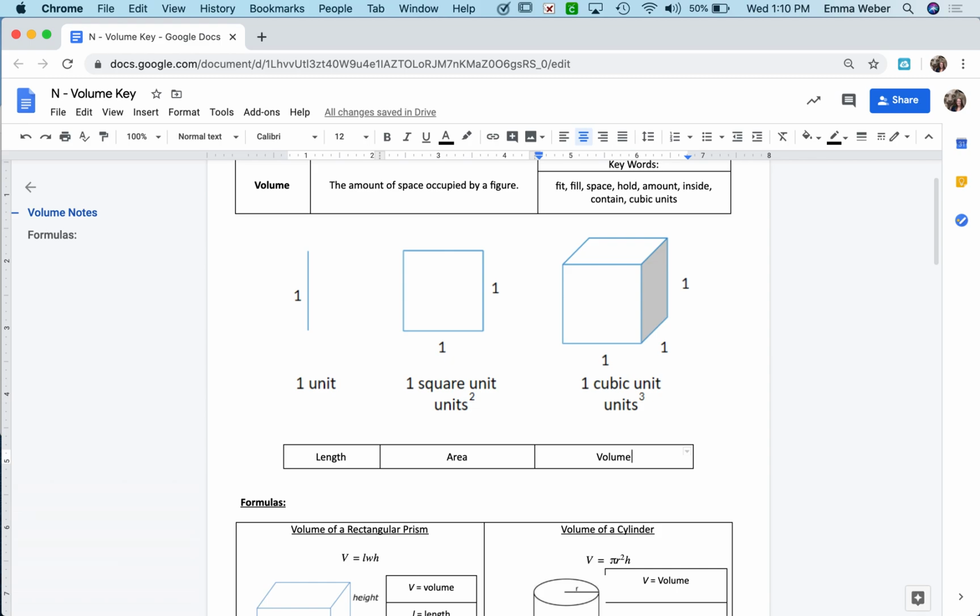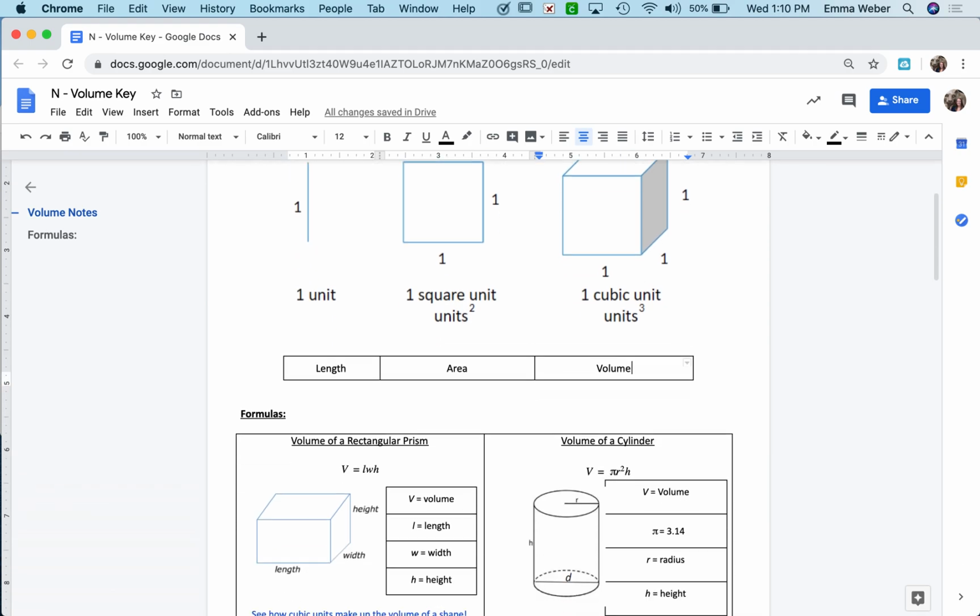So basically, we're going to be talking about how many cubes could you fit into one item. For example, how many cubes would fit into a larger cube? And the way I really like to think about it is like a Rubik's Cube. There's a bunch of little cubes in this one whole cube. So we'll talk about what that means.